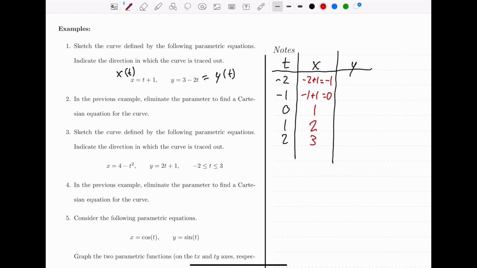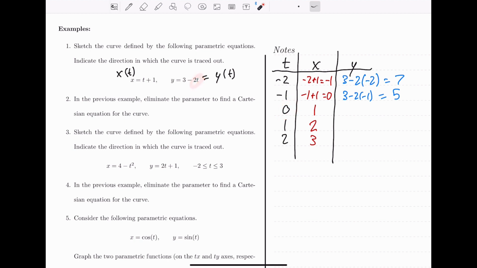So when we plug in t equals -2, we have 3 minus 2 times -2. -2 times -2 is +4. 3 plus 4 is 7. So when t equals -2, the corresponding y value is 7. Now we plug in -1 for t. We have 3 minus 2 times -1. -2 times -1 is +2. This equals 5.